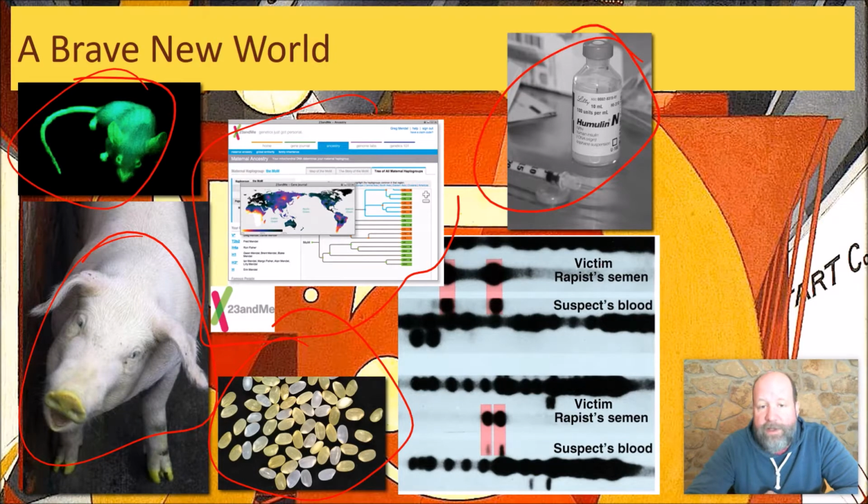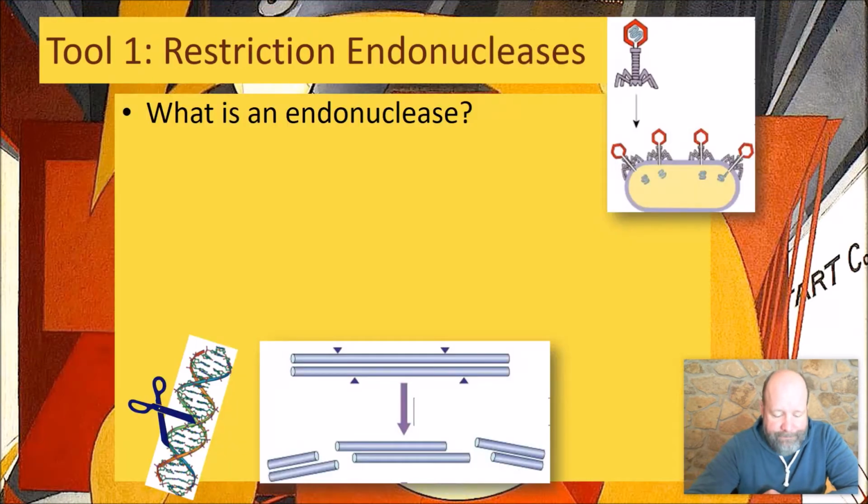We can synthesize biological molecules using bacteria. This is humulin, which is human insulin produced by Eli Lilly from E. coli bacteria. And of course, we can use DNA to identify individuals. We can use it for a lot of different things. So let's look at the tools that we need to use some of these technologies.